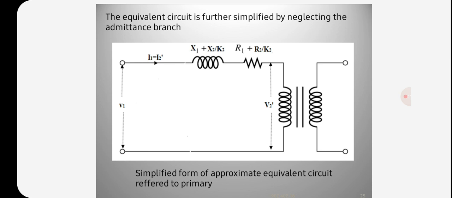And also the condition for maximum regulation: regulation will be maximum when d by d phi of regulation is equal to 0. Substituting in this equation and setting it equal to 0, finally we will get R naught 2 sin phi is equal to x naught 2 cos phi. So sin phi by cos phi is equal to x naught 2 by R naught 2, that is tan phi is equal to x naught 2 by R naught 2. So the maximum regulation occurs at a lagging power factor.